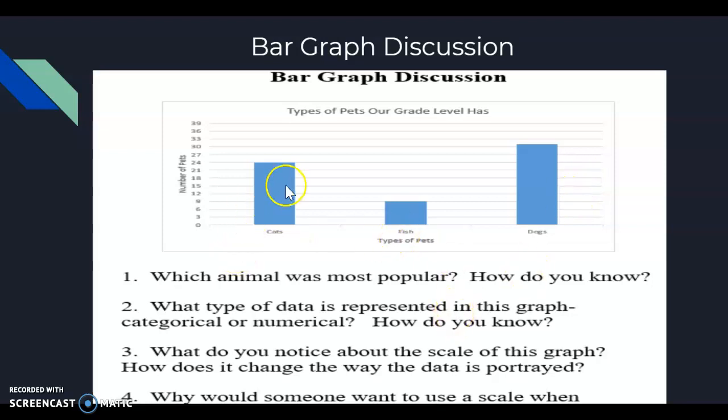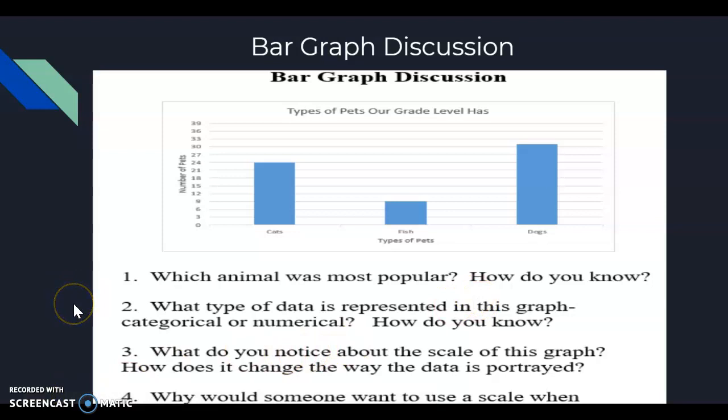Okay, so the answer that you should have come up with was categorical data. This is actually putting things in categories, because the question that's being asked is, what are the types of pets that our grade level has? So we're actually putting them into 3 different categories: cats, fish, and dogs. So this is categorical. Even though there's numbers over here, it's still going to be categorical.